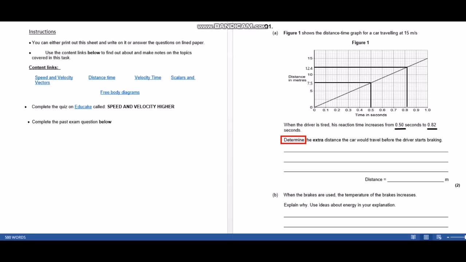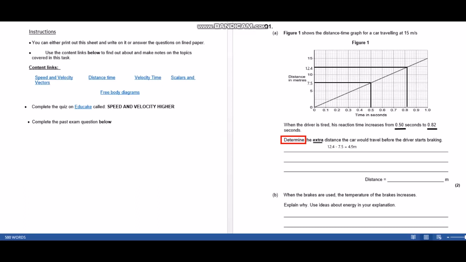Now, from using the graph, I found that at 0.5 seconds the distance travelled was 7.5 meters, and at 0.82 seconds the distance travelled was just below 12.5, so I said 12.4. In the mark scheme, it accepts anywhere between 12.2 and 12.4. So what is the extra distance the car has to travel before the driver starts braking? Well, it will be the difference between these 7.5 meters and 12.4 meters. So that gives us an answer of 4.98 meters.